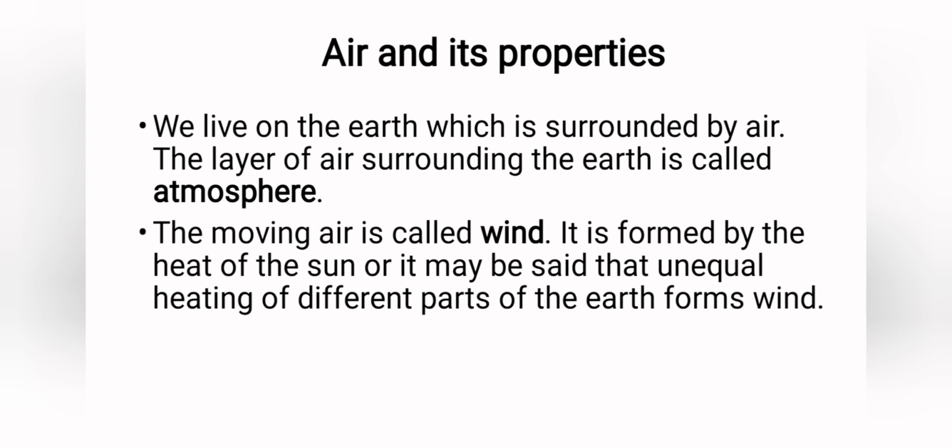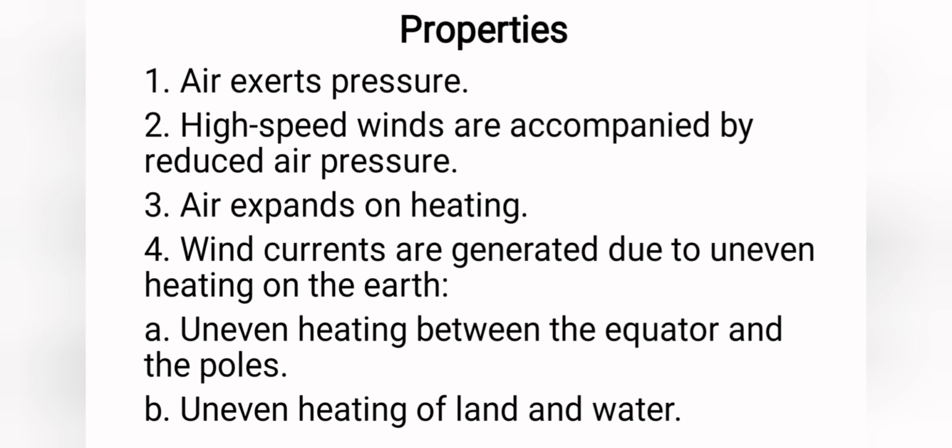So, we live on the earth, right? Which is surrounded by air. And that layer of air surrounding the earth is called atmosphere. Also, the moving air is called wind. It is formed by the heat of the sun, or it may be said that unequal heating of different parts of the earth forms wind. Right? Okay, so now these are the properties of the air. Later on, we are going to discuss them in detail.